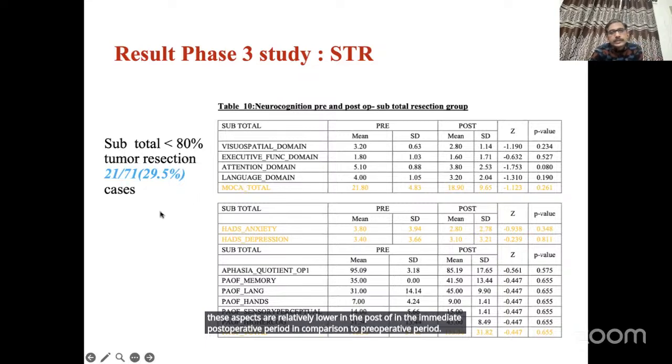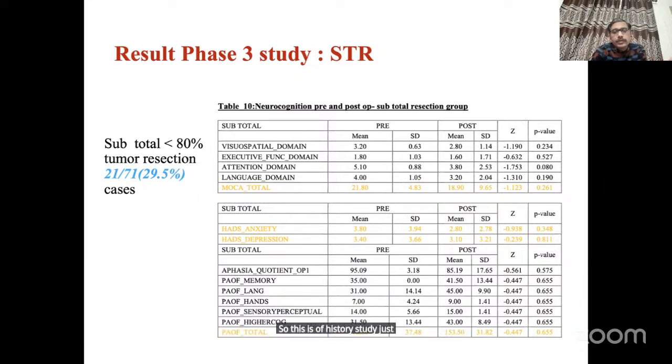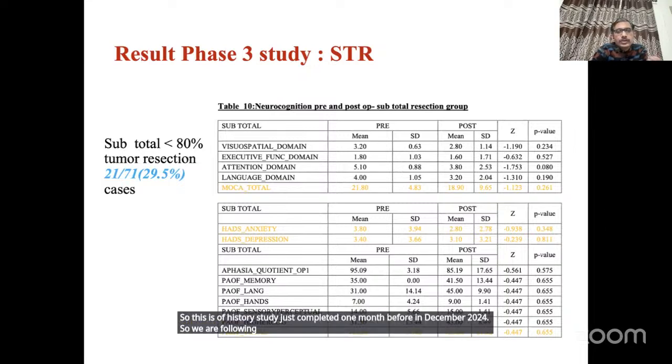So this is our phase 3 study, just completed 1 month ago, in December 2024. We are following all these cases, and we are also trying to evaluate all these patients after 6 months. We are looking forward to seeing, with this functional activity assessment, whether the patients who have some sort of functional error are improving after 6 months or not.